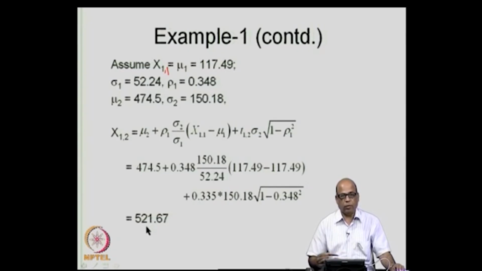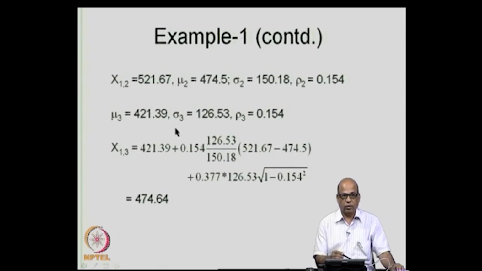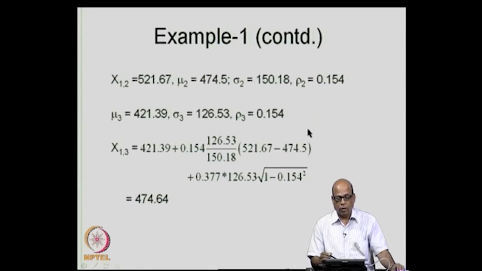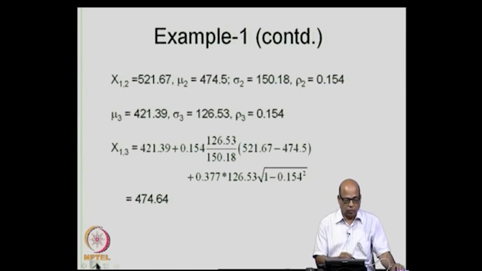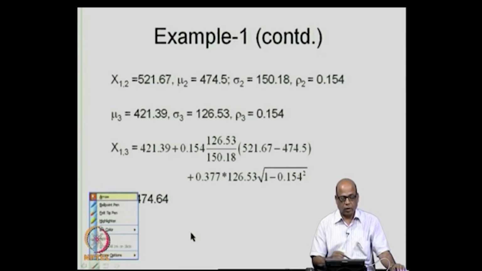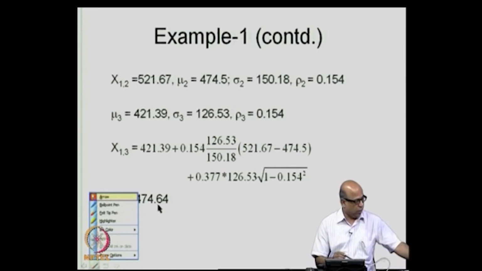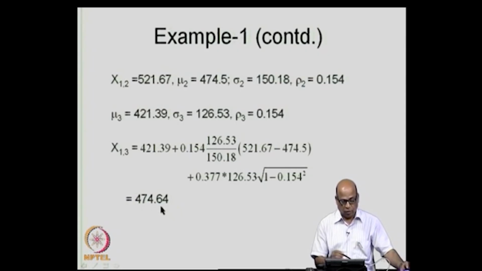So, you get 521.67. Now, we use this 521.67 to generate x 1 3. For this we will also require mu 3, sigma 3 and rho 2 in this particular case. So, we use these values and generate the next value. Here there is another small mistake, this is not rho 3. We get the value as 474.64.